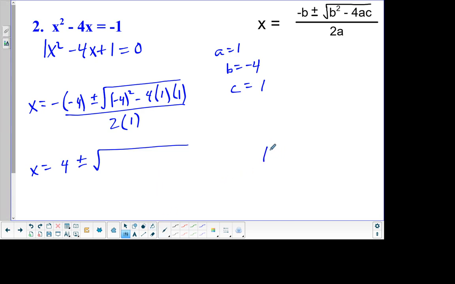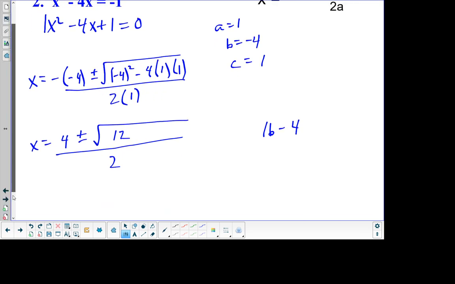16. 16 minus, and then what's 4 times 1 times 1? Negative 4. So it's going to be 16 minus 4. And what's 16 minus 4? 12. So under the radical, it's just square root of 12. And then what's 2 times 1 in the denominator? 2. So now we want to think, can we simplify this further?